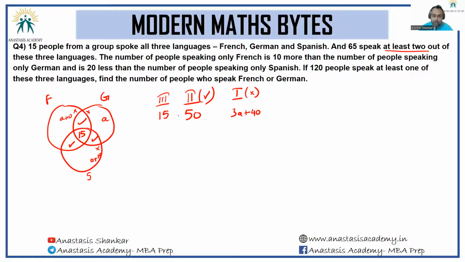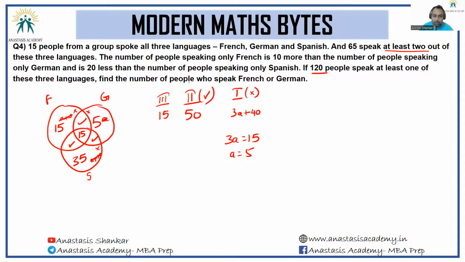Now the good thing is I know 15, 50, 3A plus 40. The summation of these 3 groups should add up to 120, because 120 people speak at least one of the 3. So I get 3A is equal to 15, or A is equal to 5. So there are 5 people who speak only German. There are 15 people who speak only French. And there are 35 people who speak only Spanish.